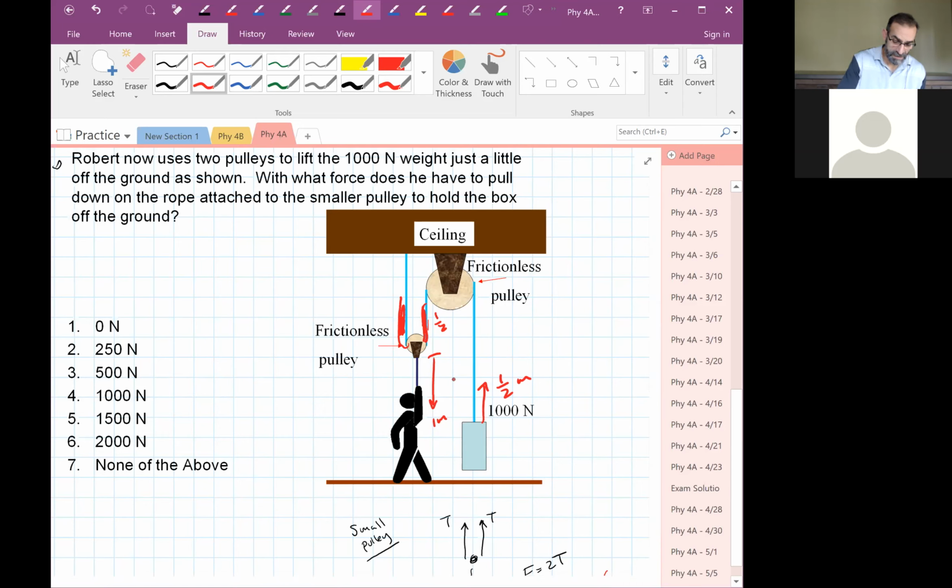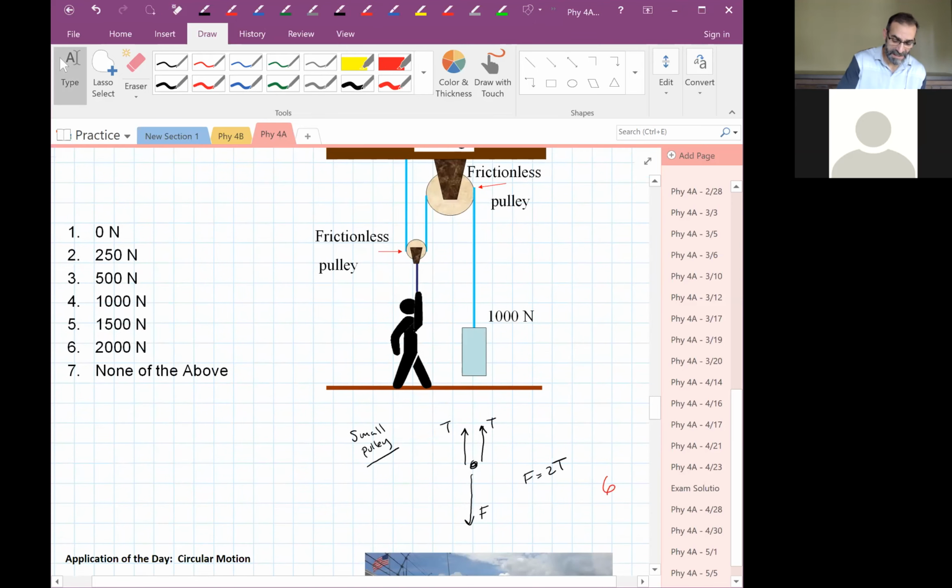No, I've got it backwards. When the person's hand goes 1 meter, the box goes up 2 meters. And because of that, the person has to put in twice as much force. When this goes 1 meter, this goes 2 meters. It's a little hard to tell sometimes. And so because of that, the person has to put in twice as much force.